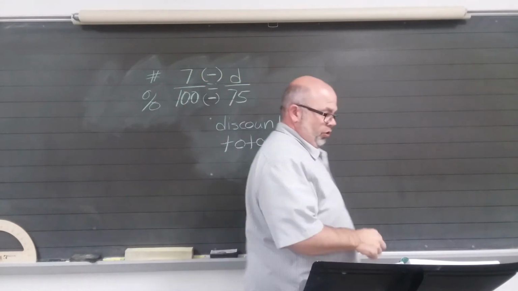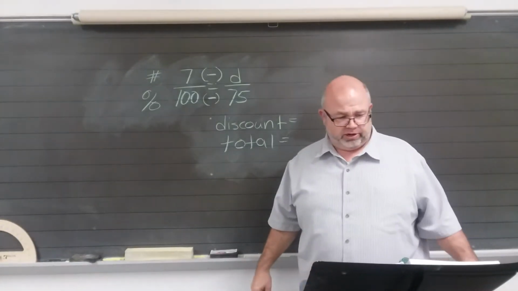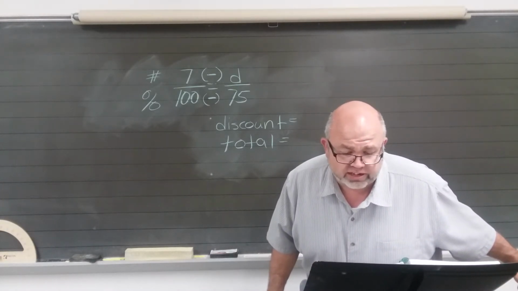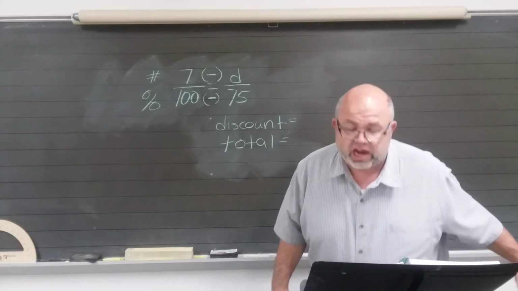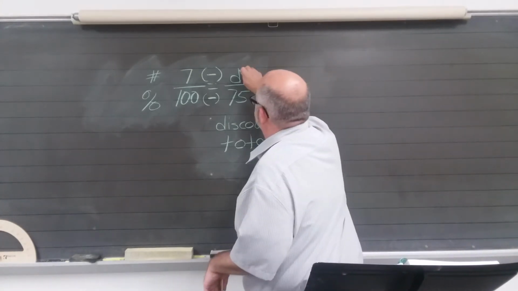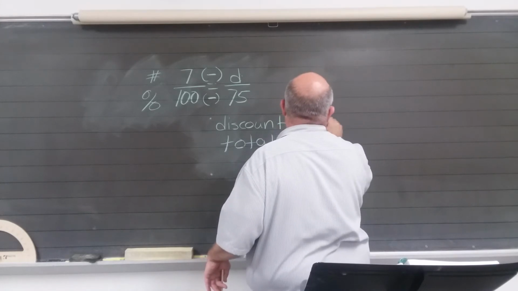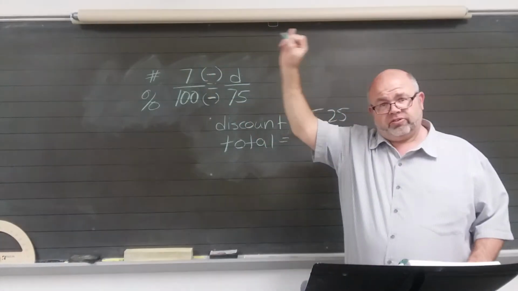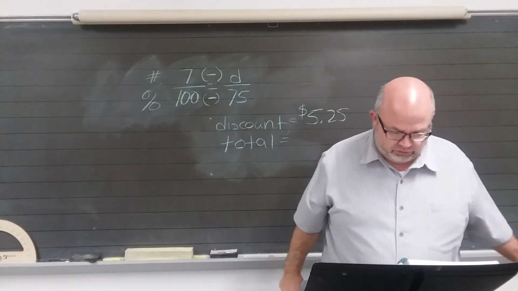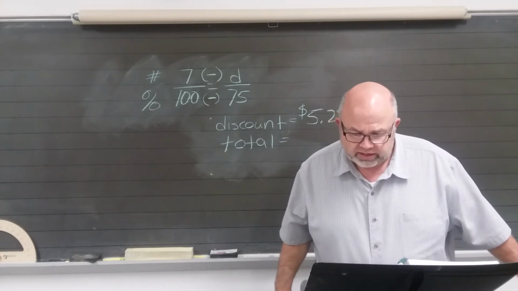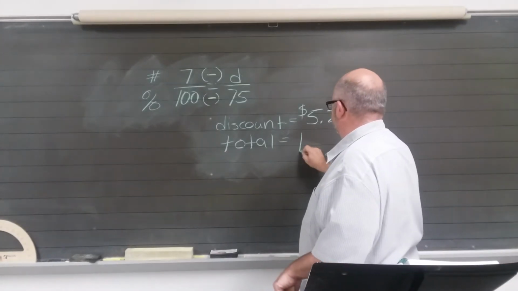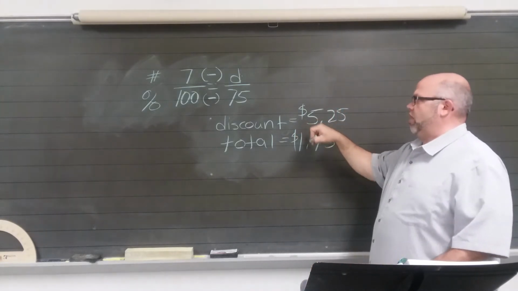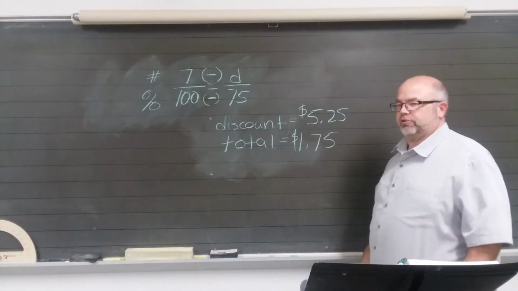So if you work the proportion, your missing number is the discount. At 75% off, your discount is going to be $5.25. $7 minus $5.25 means that you pay a grand total of $1.75. That's how much you're paying. That's how much is taken off because you're subtracting 75%.